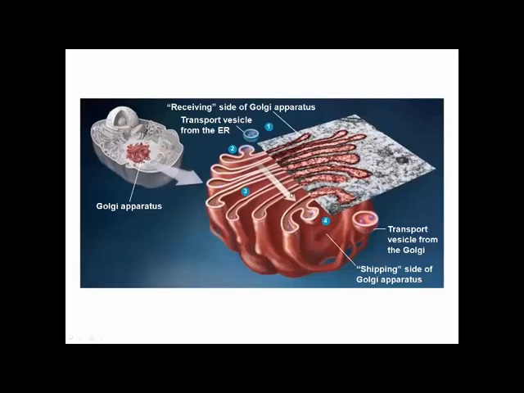The Golgi, during all this time, has determined where the different proteins go. Do they go to the membrane? Do they then stay there, or do they get shipped out of the cell?